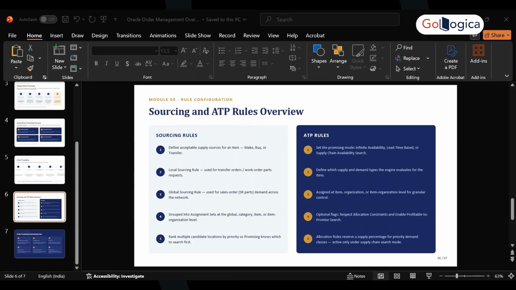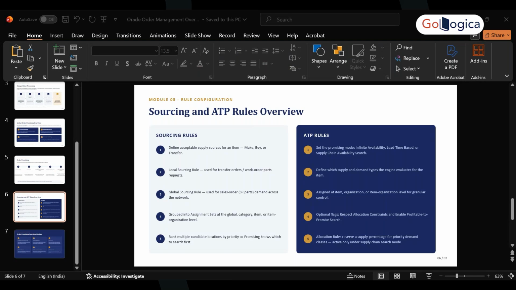Next one is lead time based promising, in which Oracle calculates the delivery dates using predefined lead times instead of checking the real inventory. Oracle estimates the promise date using the processing time, the manufacturing time, the shipping time, and the transportation time. This method is useful when the organization follows predictable production cycles.